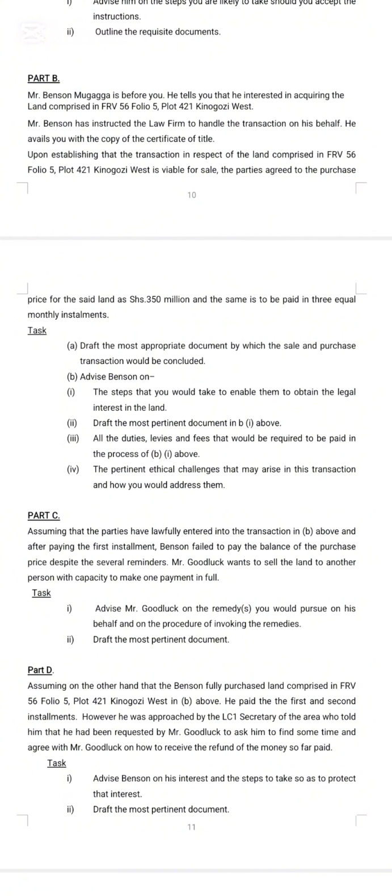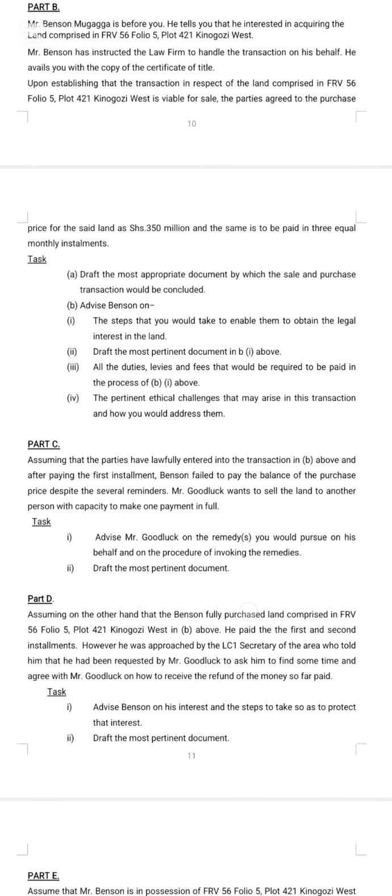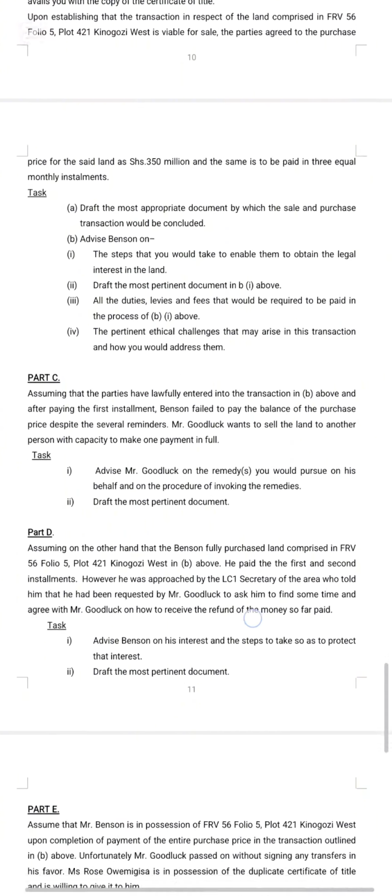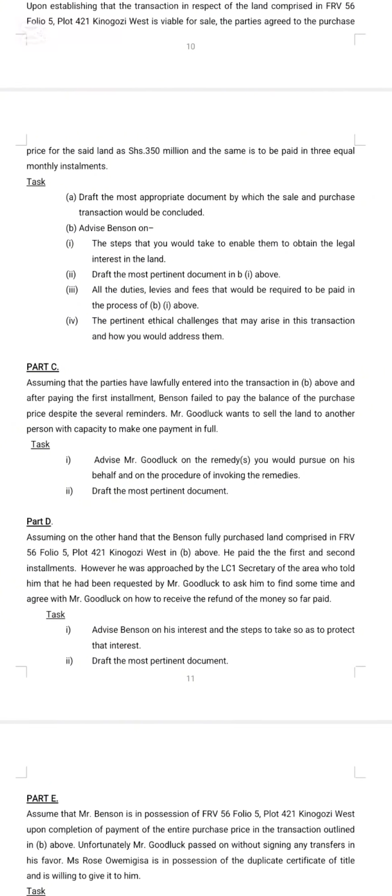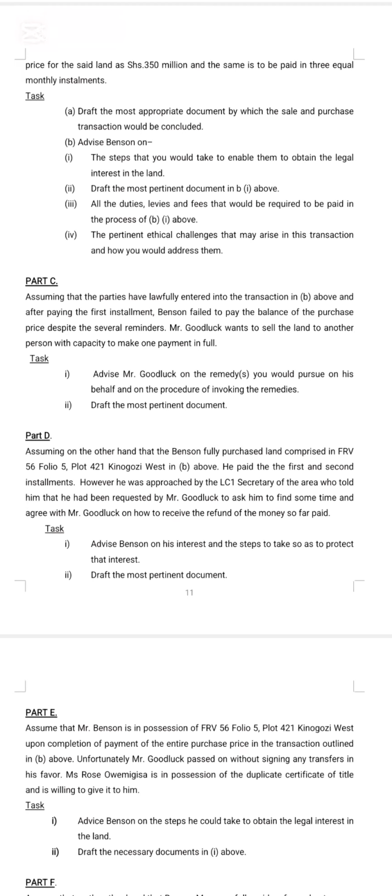Upon establishing the transaction in respect of the land comprised in folio V56, which is viable for sale, the parties agreed to the purchase price for the sale, 50 million, and the same to be paid in civil installments. Draft the most appropriate document by which the sale and purchase transaction will be concluded.